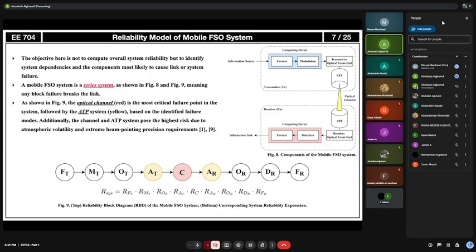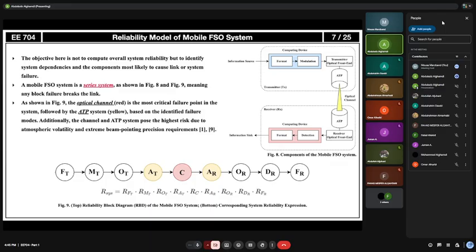The reliability model of the mobile FSO. The objective here is not to compute overall system reliability, but to identify system dependencies and the component most likely to cause a link or system failure. A mobile FSO system is a series system as shown in figure 8, and also particularly in figure 9, where we have the RBD, the reliability block diagram.